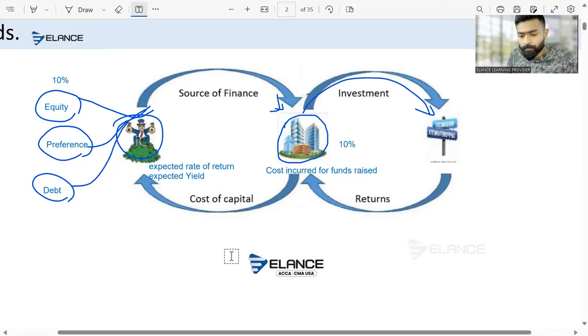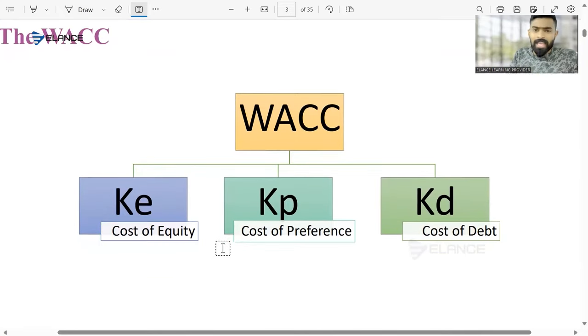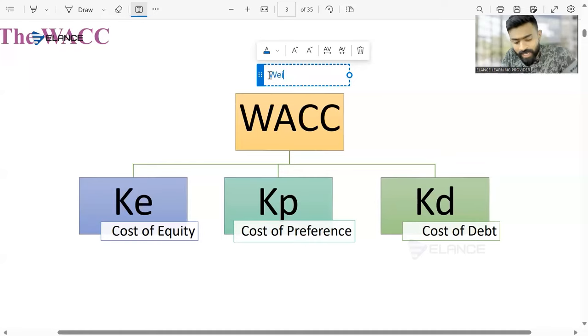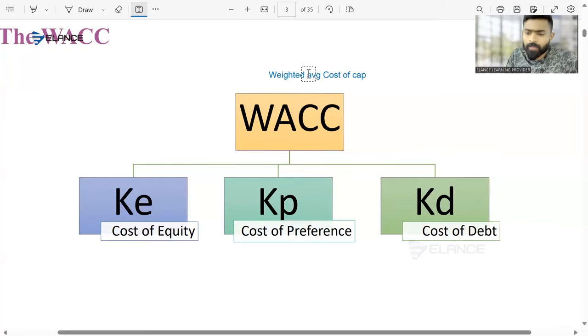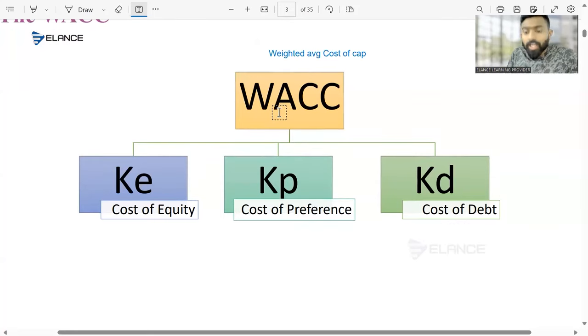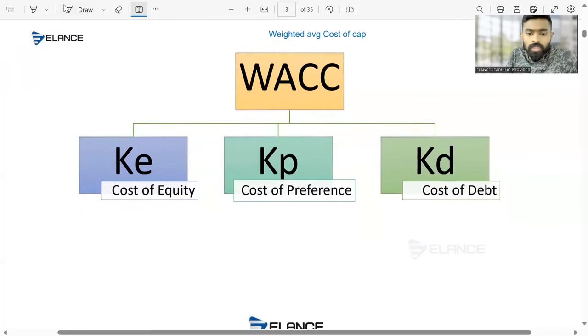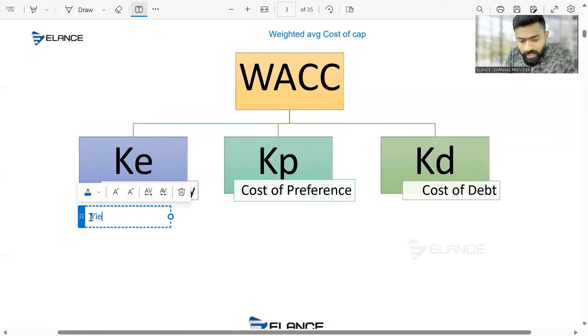Okay, so in our exam question, the final requirement will be to calculate the weighted average cost of capital, in short form WACC. In order to get the WACC, we have to calculate the expected yield of the equity holder.